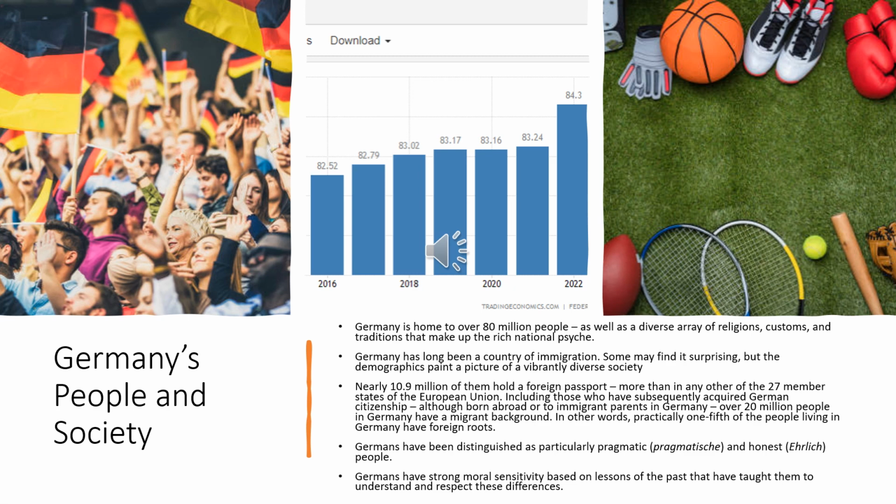Germans have been distinguished as a particularly pragmatic and honest people. Basically, honesty works for them. They function off of honesty, being honest with each other and being there for one another. Germans have a strong moral, sensitive base on lessons of the past that have taught them to understand and respect these differences.